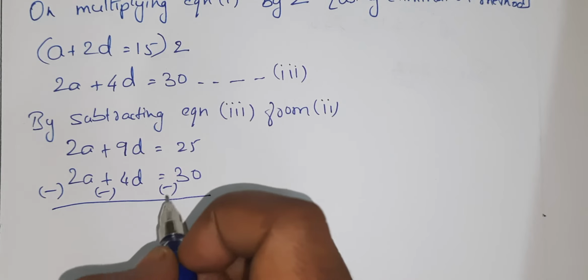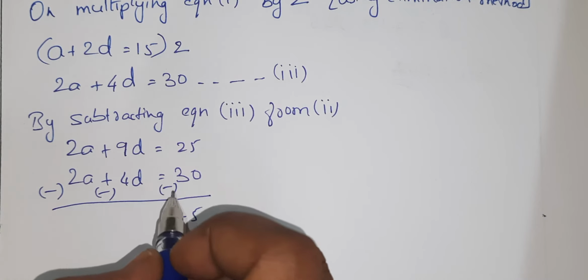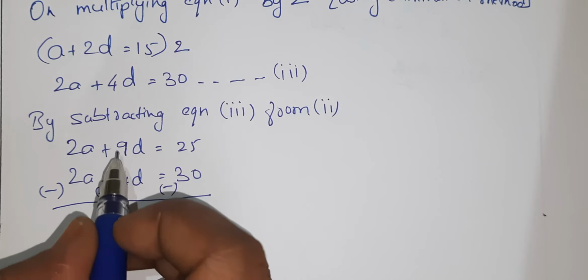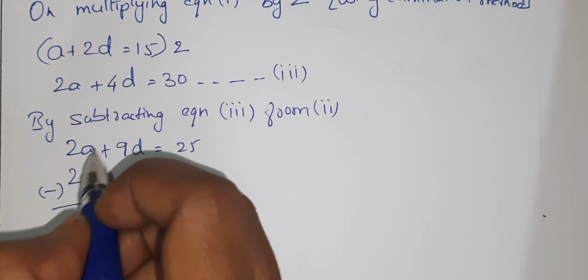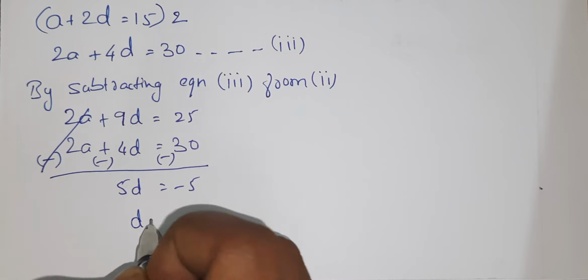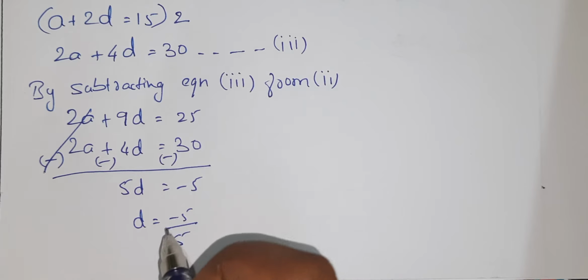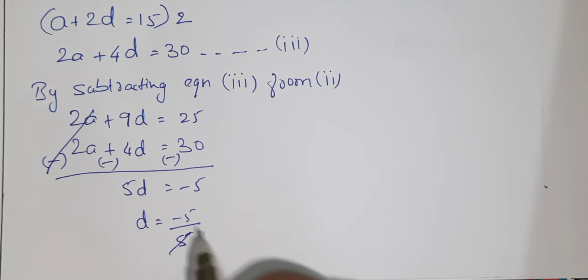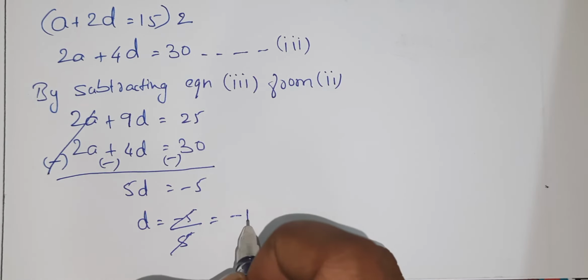Then we'll get minus 5, because the bigger number has the minus sign. It is minus 5. 9d minus 4d, it is 5d, and 2a gets cancelled, where d equals minus 5 by plus 5. By transposing, this 5 goes to the denominator. By cancelling, we'll get the value of d as minus 1.